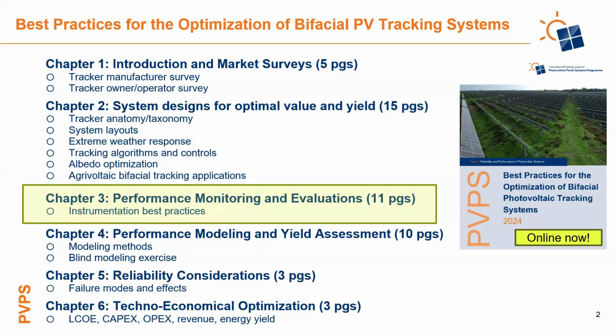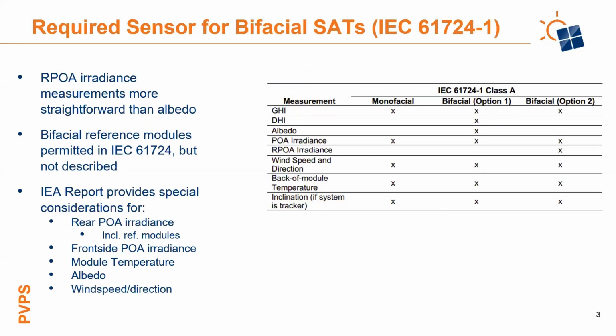for bifacial tracker systems. So in terms of monitoring of PV performance in general, the industry's best document that we have is IEC 61724-1. It really codifies a lot of the industry's best practices. In terms of bifacial systems, the standard breaks it down into Class A and Class B systems. I'll be talking about Class A, which are geared towards utility scale.